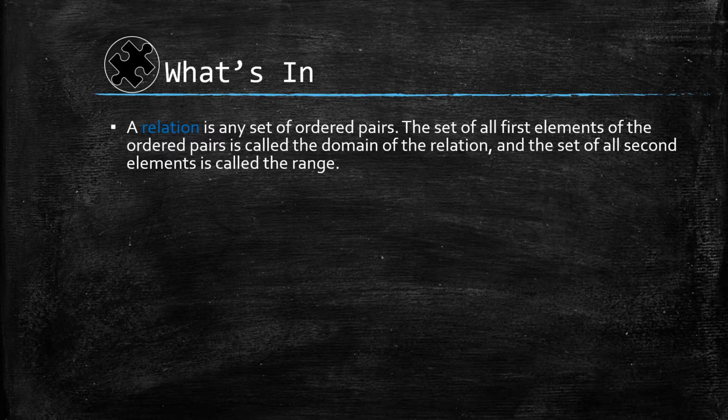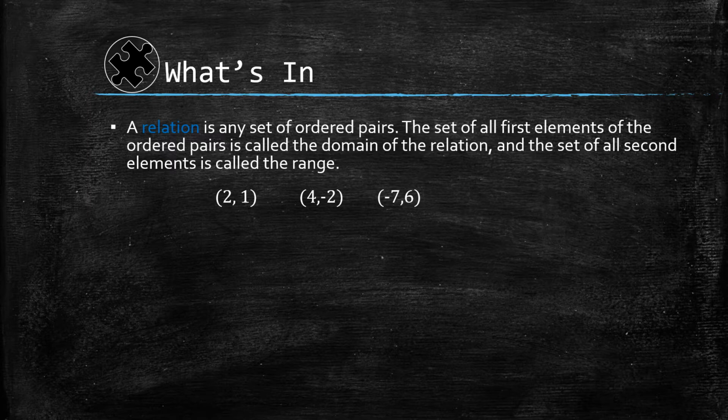The set of all first elements of the ordered pairs is called the domain of the relation. Remember the domain. In our ordered pairs class, we have X and Y. The first is the domain, normally the value of your X. And the set of all second elements is called the range, or the Y elements. Let's say for example, you have 2 and 1, 4 and negative 2, negative 7 and 6. These are ordered pairs.